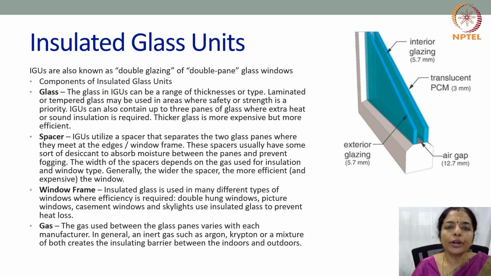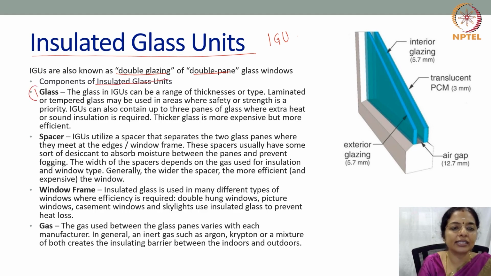So, what do you mean by double glazing? Double glazing or double pane or triple pane glass windows are also called insulated glass units. So, in this class, you will be listening to these insulated glass units, IGU, double pane glass, double glazing units very frequently. So, what are the components of insulated glass units?